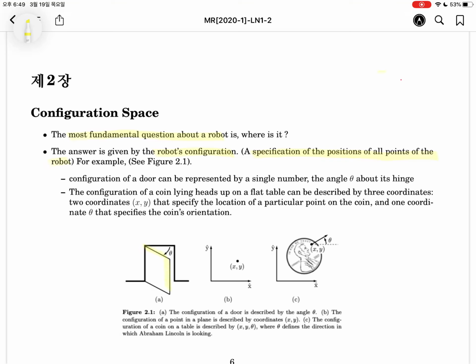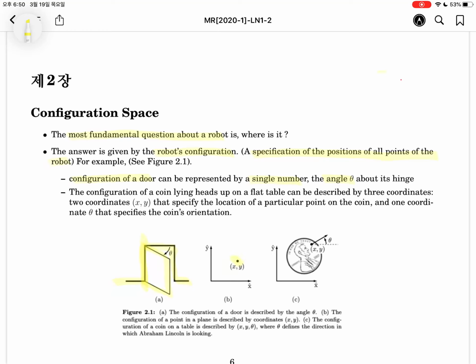Actually, let's consider a door attached to the wall like this. Using the hinge joint will make some rotational motion. So the configuration of the door can be represented by a single number, the angle theta about the hinge.